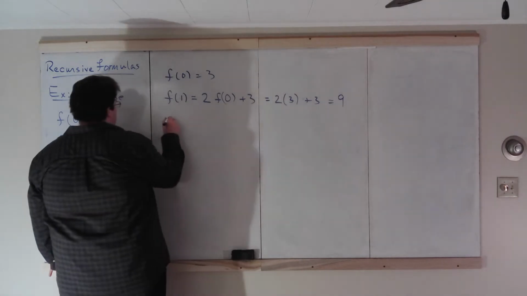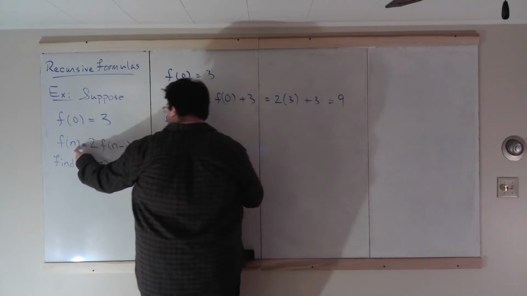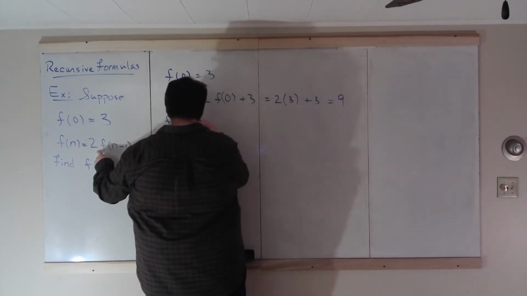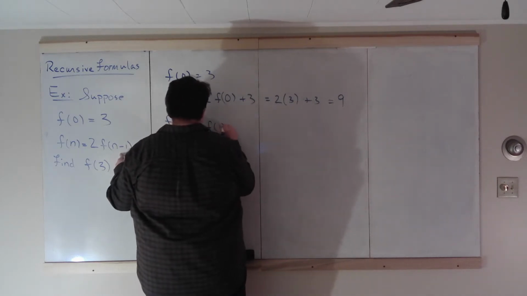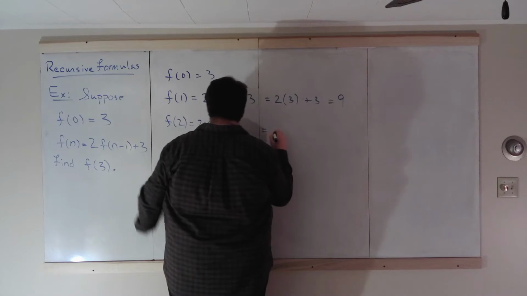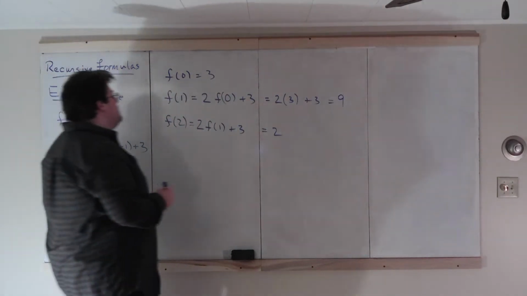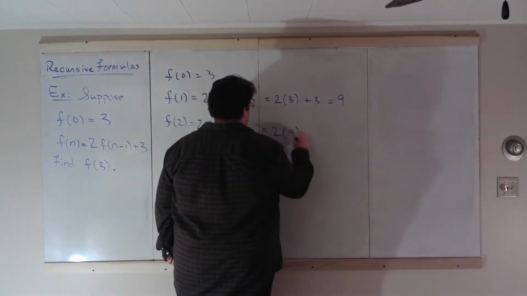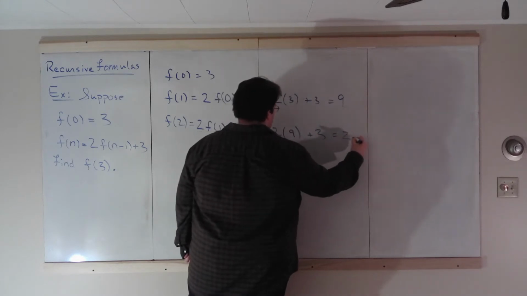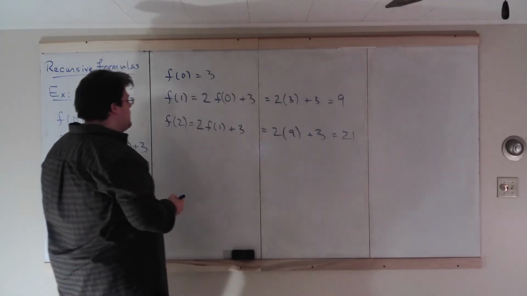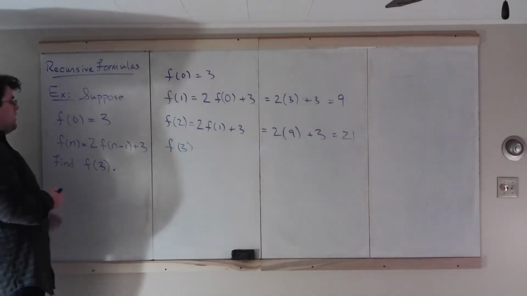We need f of 3. The next thing we can figure out is f of 2. F of 2, still going back here, n equals 2. So we have 2 times f of 2 minus 1, so 2 times f of 1, plus 3. What's f of 1? Well, we found in the previous line that f of 1 was 9. So we have 2 times 9 plus 3. 18 plus 3, 21. Well, we didn't want f of 2. We wanted f of 3.